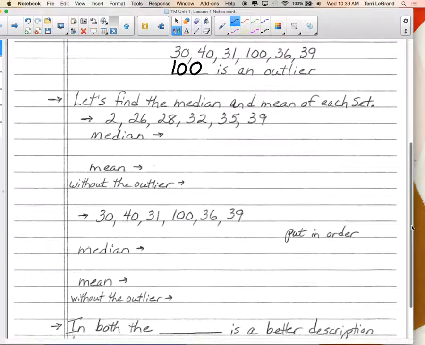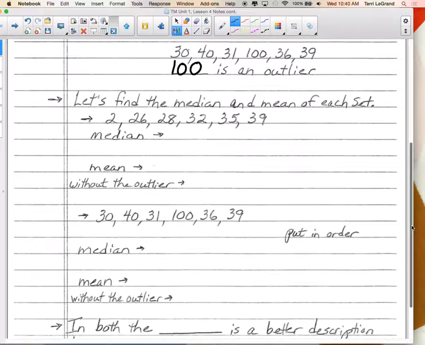So here's what we're going to do. We're going to find the median and the mean of each data set, because we want to decide what does an outlier do to the data set? Why is it such a big deal if there's an outlier? Okay? So in this first set, where we said 2 was an outlier, it's already in order, isn't it? So it's ready for us to find the median. Will you find the median of that data set, please? 2, 26, 28, 32, 35, and 39. What is the median of that data set?